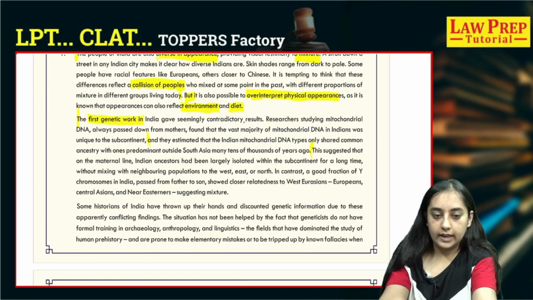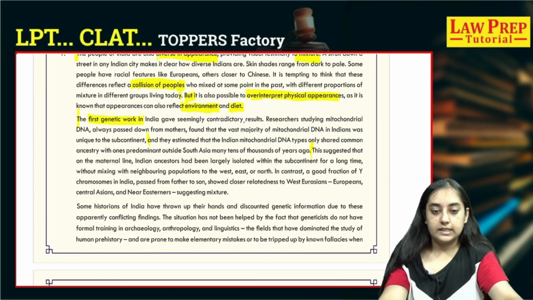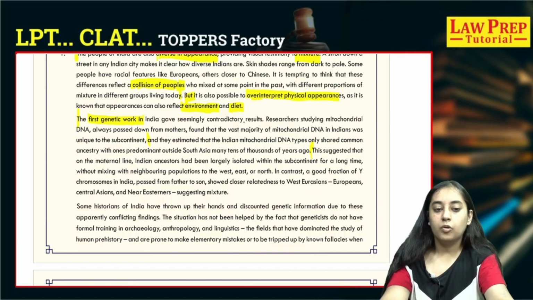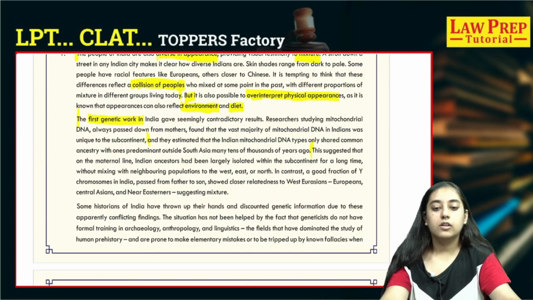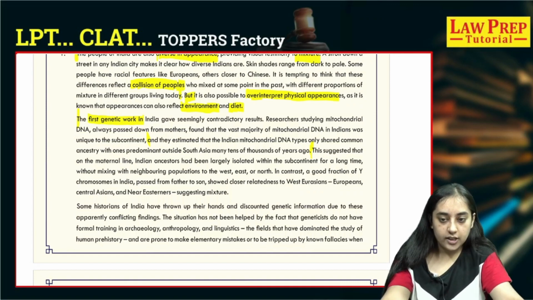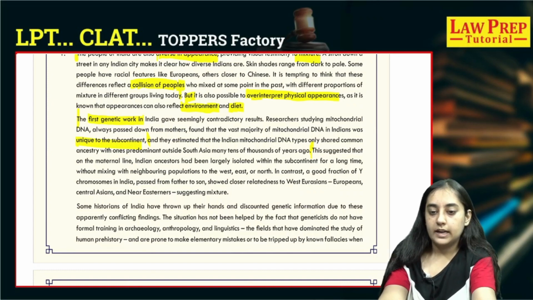This suggested that on the maternal line, Indian ancestors had been largely isolated within the subcontinent for a long time. So this line basically summarizes what I just explained in the previous line, that on the maternal lines. Why on the maternal lines? Because mitochondrial DNA is always passed down from mother. So on the maternal lines, the Indian ancestors have been largely isolated, मतलब confined रहे हैं within the subcontinent for a long time. Why a long time? Because जो भी common share किया गया है वो हज़ारों साल पहले share किया गया है, इसलिए long time से अभी, मतलब काफ़ी समय से, हज़ारों सालों से अभी they are isolated, they are confined within the subcontinent. That is why it was used unique to the subcontinent, right? So this line just summarized what I explained you in the previous lines. So yeah, moving on. Without mixing with neighboring populations to the west, east or north.